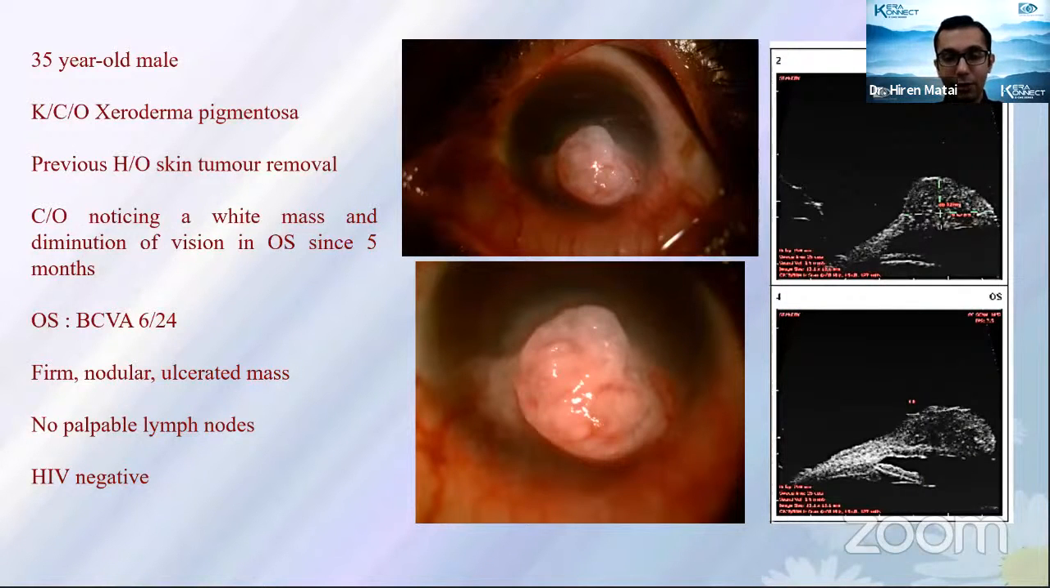Slit lamp examination, as you can see, revealed a firm nodular ulcerated mass in the inferior part of the cornea with no palpable lymph nodes. UBM showed up to mid-stromal corneal involvement. It was decided to go ahead with lamellar keratoplasty and, if needed, a PK.